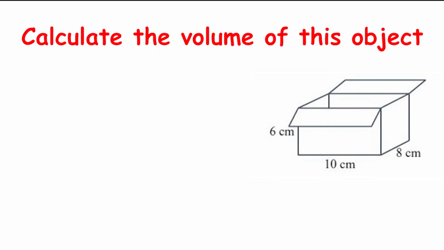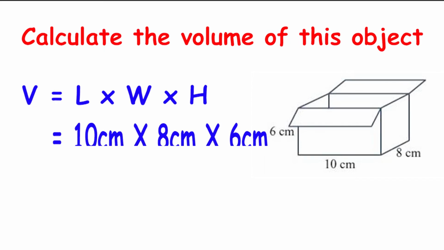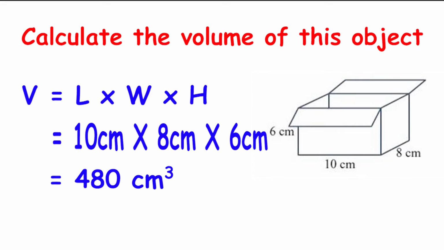Example 2. What's the volume of this box? I always start by writing the formula, V equals length times width times height. Then I replace each term by its value. In place of length, I write 10 centimeters. Width is replaced by 8 centimeters. And height is replaced by 6 centimeters. After multiplying these numbers by each other, I'll get 480 cubic centimeters.